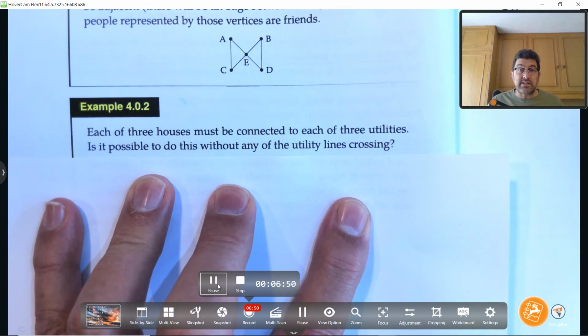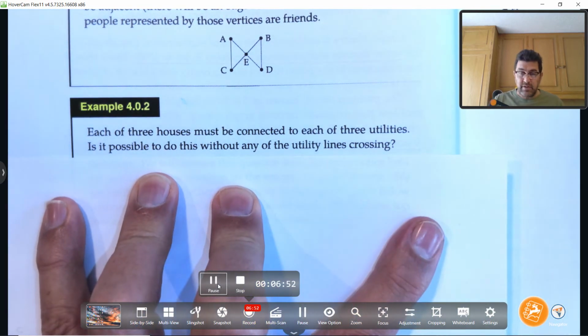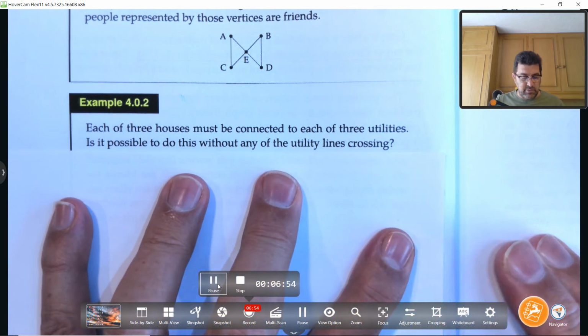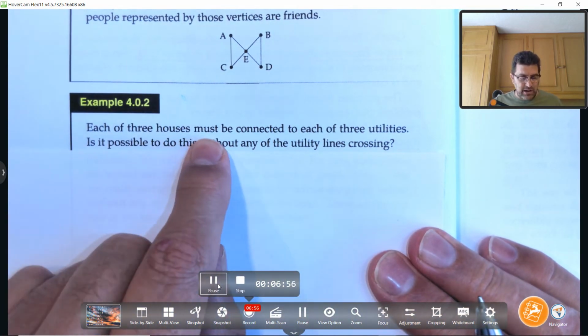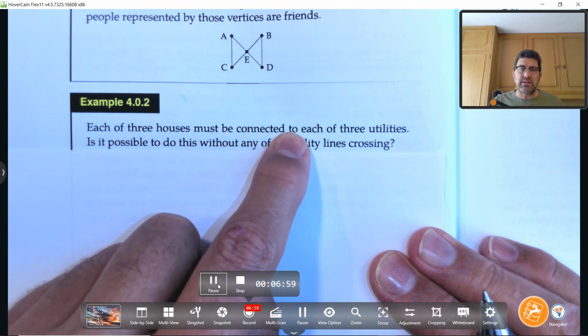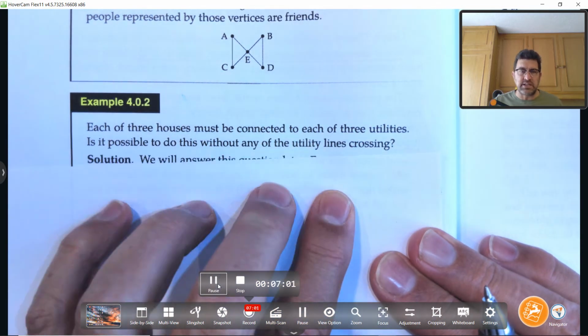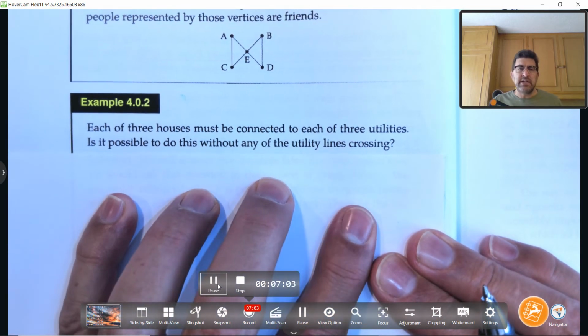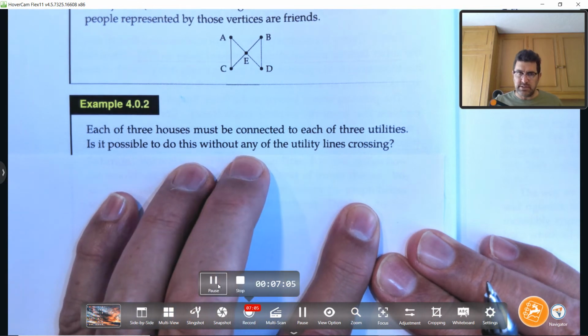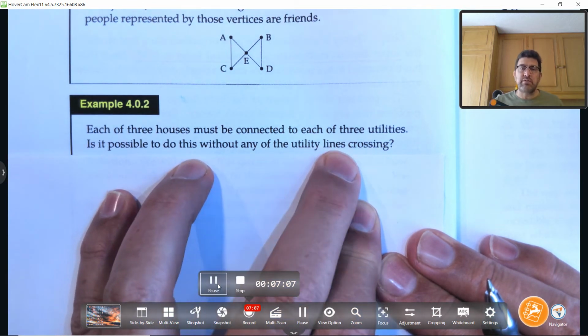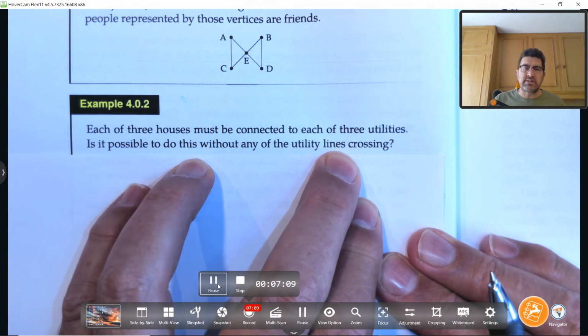Okay, folks, our next example is on the screen. Well, this example says the following. It says, each of 3 houses must be connected to each of 3 utilities. Okay? Is it possible to do this without any of the utility lines crossing one another?